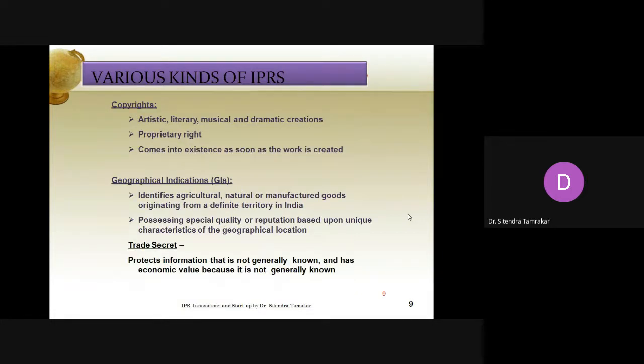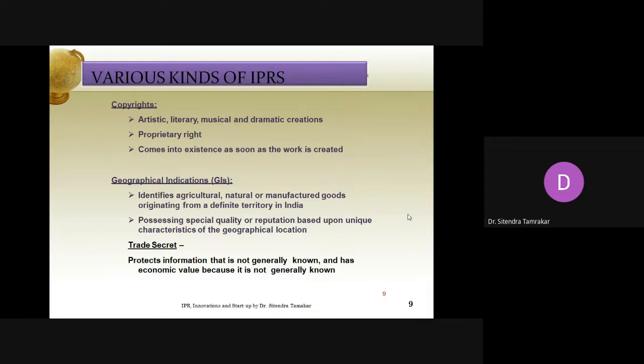Copyrights. Copyright is very popular in the art domain, but in the last 10 to 15 years, academics have started to use copyright for registering their technical works also. So copyright is given for artistic, literary, musical, dramatic creations. Like if someone has written a poem, story, song, music, or a play, then they can go for the copyright. Also, if you are writing a research paper, you can go for the copyright.